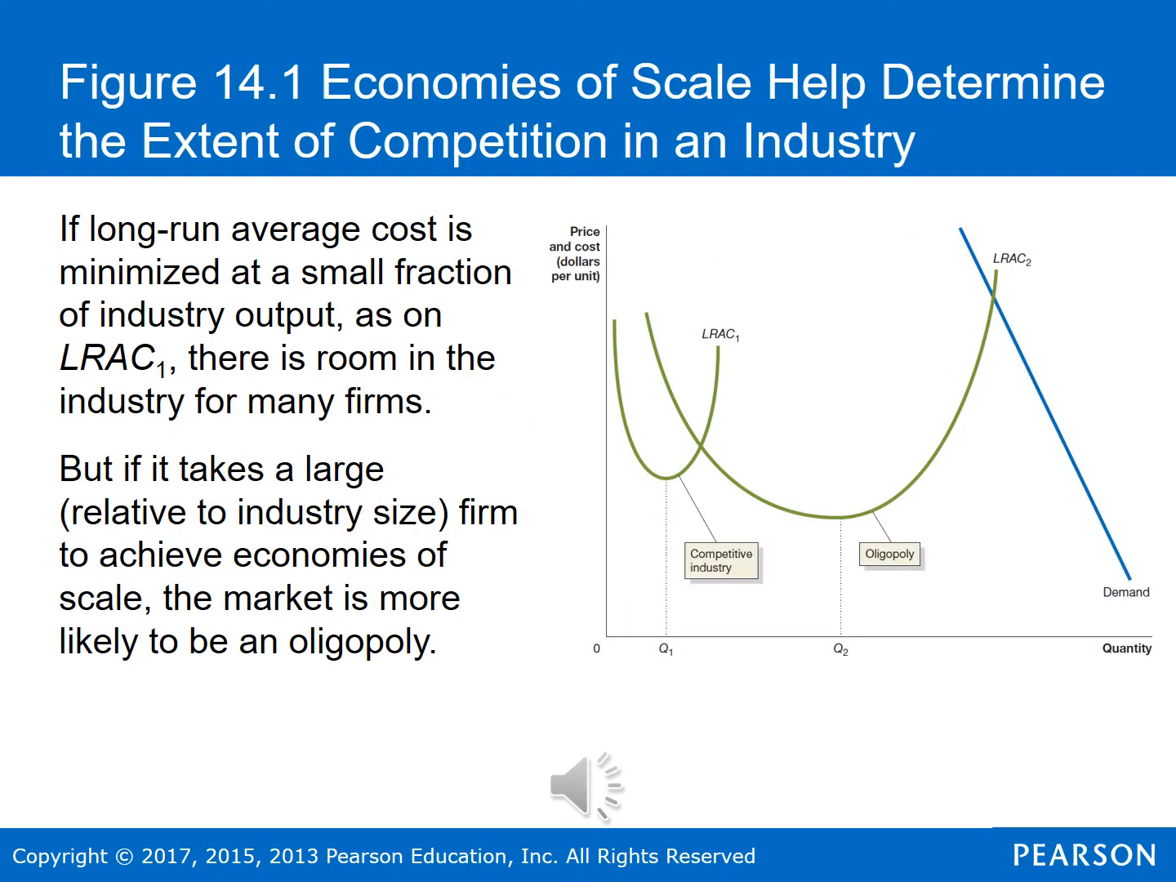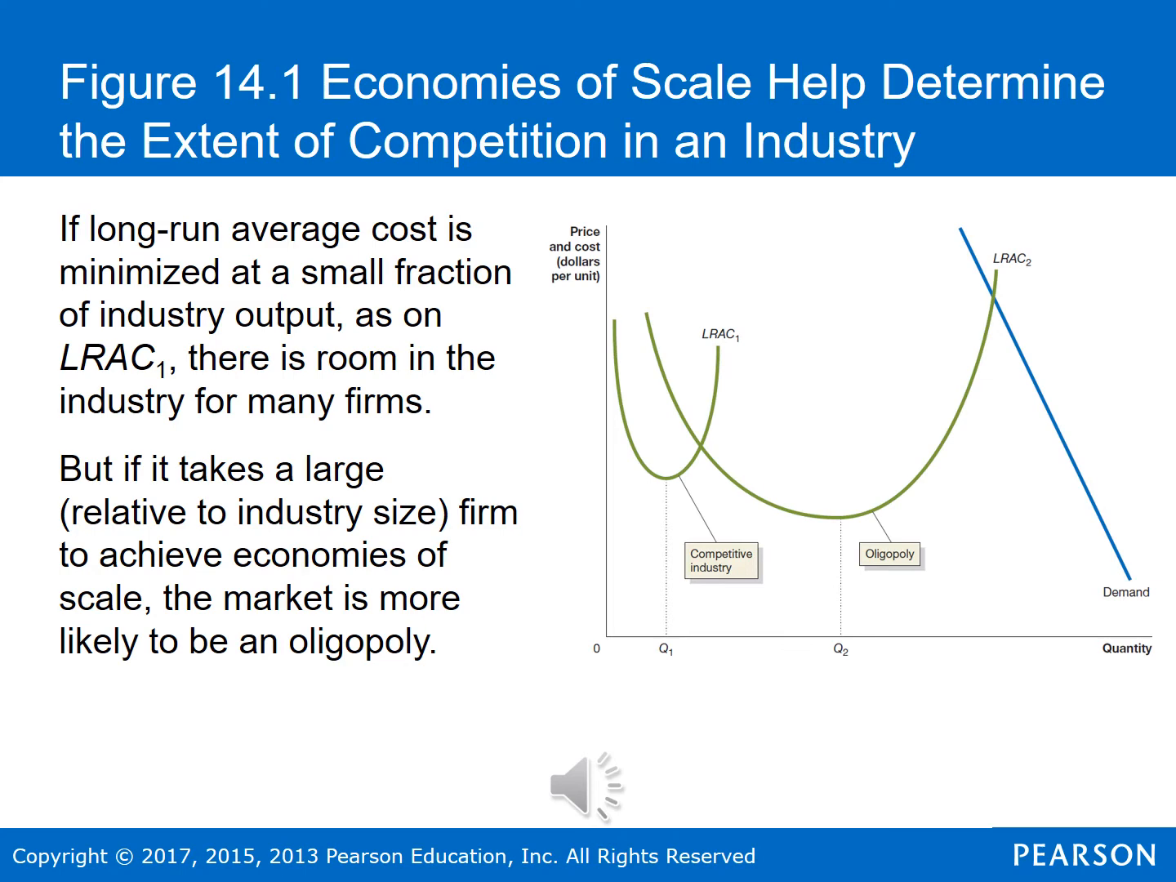If economies of scale are relatively unimportant in the industry, the typical firm's long-run average cost curve will reach a minimum at the level of output that is a small fraction of the total industry sales. The industry will have room for a large number of firms and will be competitive. In the figure on the right, that's represented by the first long-run average cost curve for competitive industry.